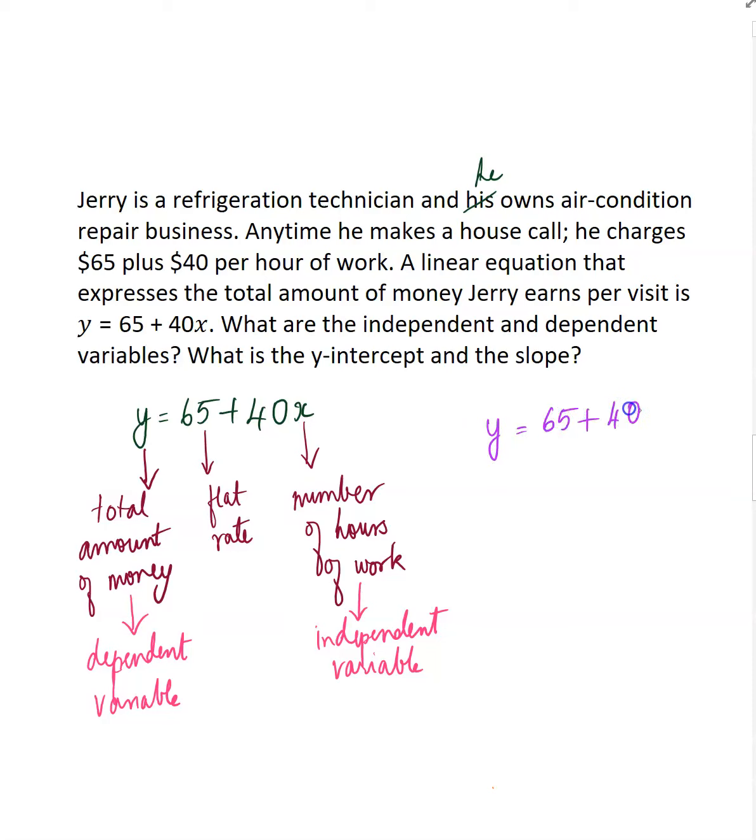65 plus 40x. Now please remember that you always have to put it in the y equals mx plus b format. Right now it's in the form y equals b plus mx. So you really want to make sure that your x term comes first. So please rewrite the equation as 40x plus 65. All right. So don't just go by the first term you see. Go by the template, the format. So now that it's in the format that we are familiar with, let me also write y equals mx plus b.